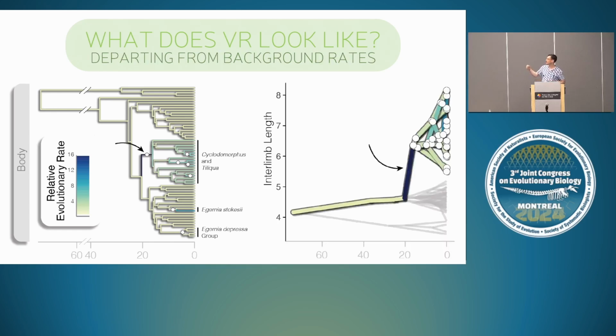And we can see the branch with the highest rate is about 15-fold faster than the background evolutionary rate, and that's happening on the branch that leads to that Tiliqua and Cyclodomorphus clade. And we can visualize that on an individual trait, interlimb length, here, where we see a huge jump in the evolution of that trait from its ancestral state to the ancestor of Tiliqua and Cyclodomorphus. So a lot of change happening on an individual branch.